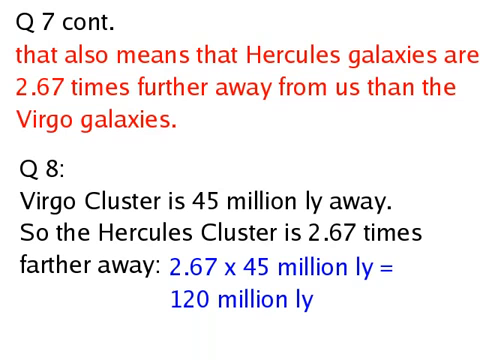So, the question is, would we be able to see the very faint galaxies in the Virgo cluster if we were 120 million light years away from it instead of the 45 million light years. Exactly, yes. We would not be able to see the faintest ones of the galaxies because they would fade out. So I'm trying to think of an analogy.